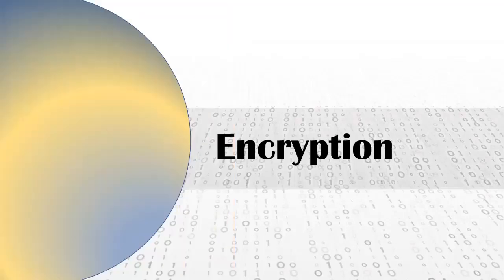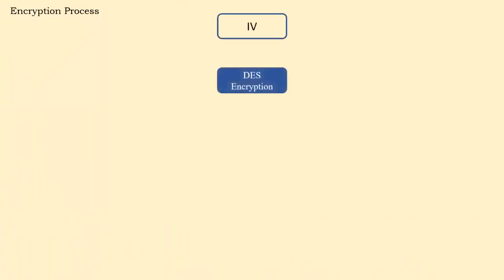Next, I am going to explain the encryption process. Firstly, an initialization vector is generated as the first input into the encryption block. The size of the IV varies depending on the block cipher used. In this case, DES block cipher is used, therefore the IV will be 64 bits. The IV does not need to be kept secret, but it is advised to use a different IV each time.